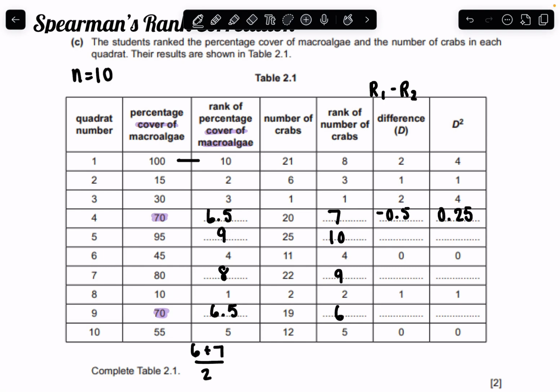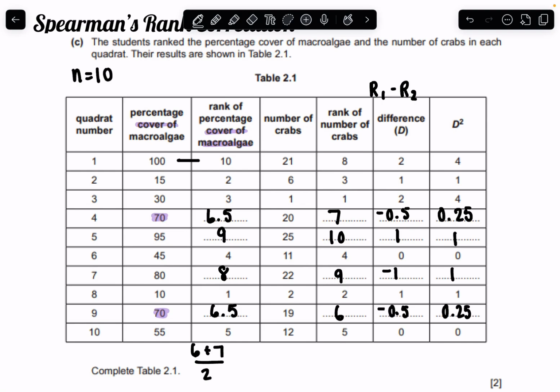Then 9 minus 10, which is 1. 1 squared is going to equal 1. Then we have 8 minus 9, which is negative 1. You can put negative 1 or you can just put 1. And then, of course, negative 1 times negative 1 is 1. Then we have 6.5 minus 6, which is, again, negative 0.5. When we square it, we're going to get 0.25.